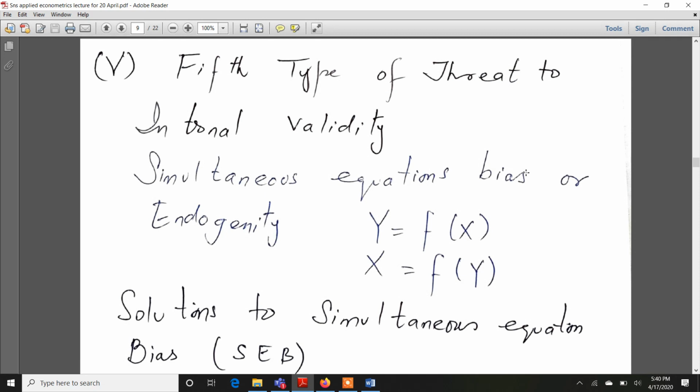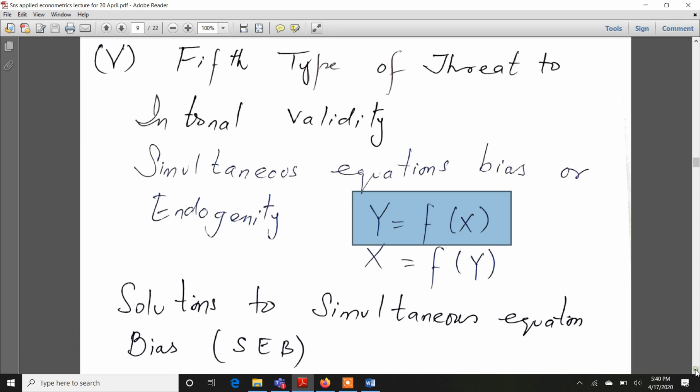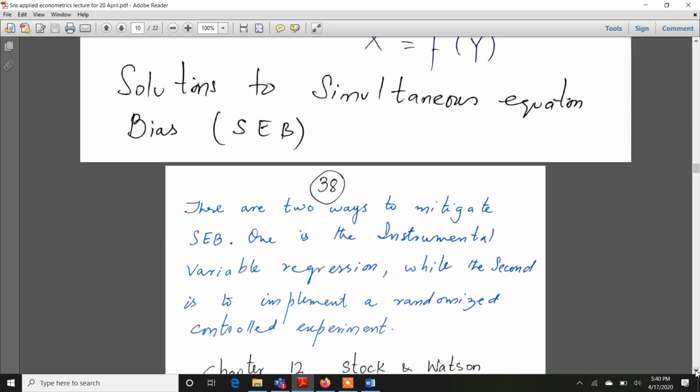Okay, so next we start the fifth type of threat to internal validity, which is simultaneous equation bias, or endogeneity. Simultaneous equation, as the name suggests: originally regression is aiming for a model where y is a function of x. But what happens if x in turn is a function of y? So we have bidirectional causality. We call it simultaneous equation bias. So how do we solve this type of problem?